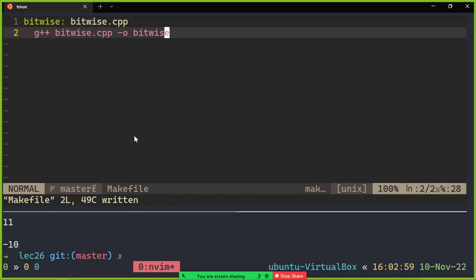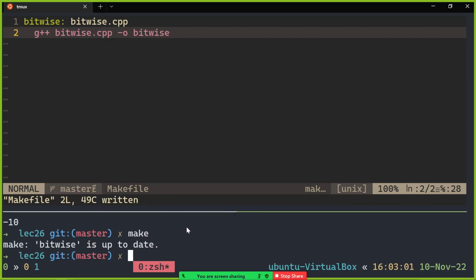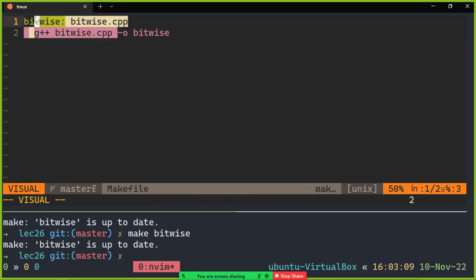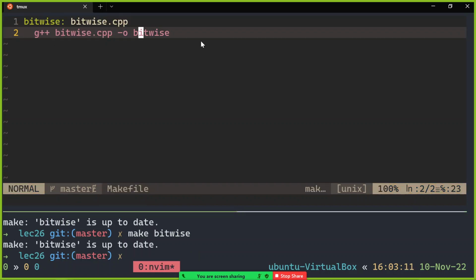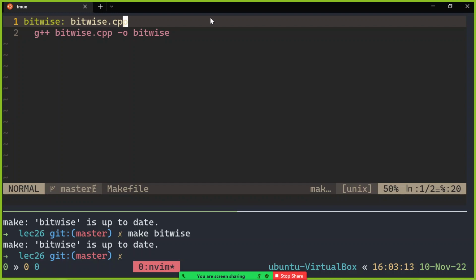And so now I can just say make. And it compiles my bitwise program because the first rule is the default rule for make. I could have said also make bitwise, but the first rule is the default. Perfect. Any questions about this rule?